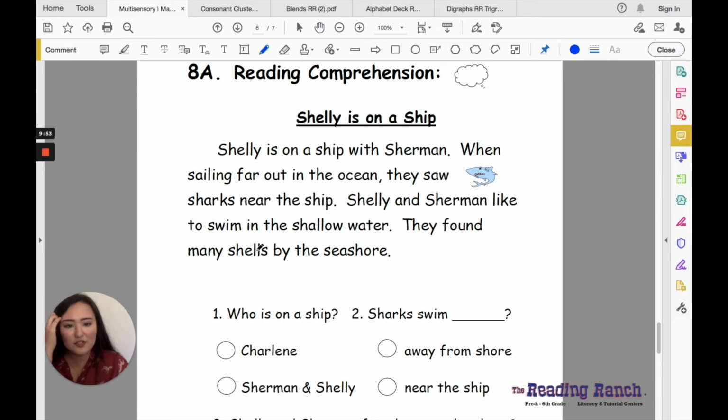So I'm going to read you this story, and then you have to answer some questions, okay? Shelley is on a ship with Sherman. When sailing far out in the ocean, they saw sharks near the ship. Shelley and Sherman like to swim in the shallow water. They found many shells by the seashore.